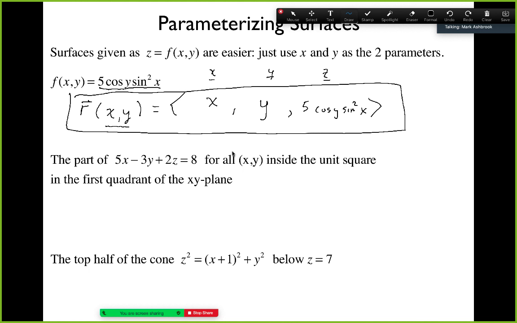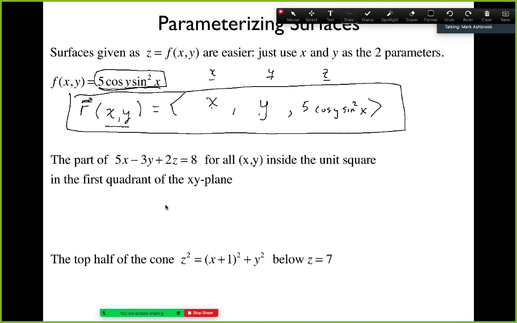So if you have a surface where you have z as a function of x and y, and a lot of our surfaces were like that, then it's so easy. You just make x, x, y, y, and then z is whatever the formula is for z in the function.